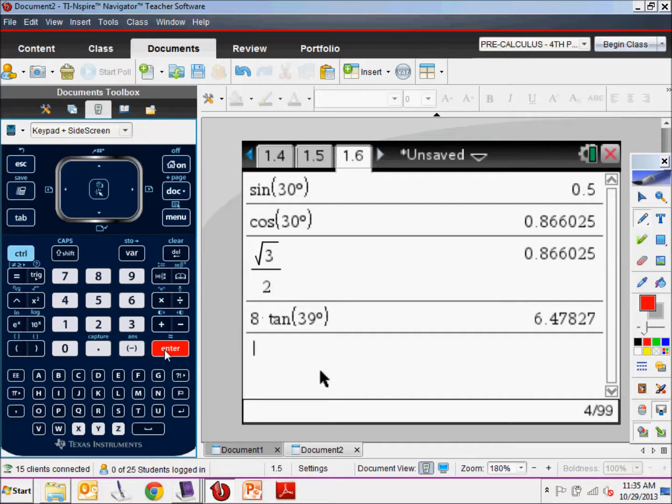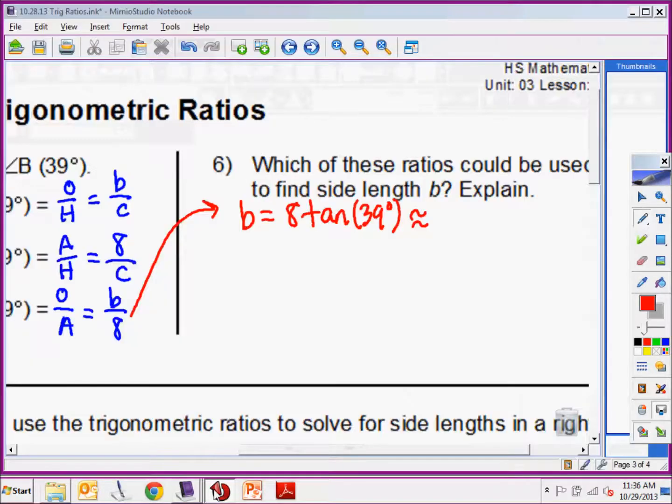Alright, so my approximate side length is 6.5. Yep, I put 8 in. Sure, let's put 6.5. So my approximate side length for B is 6.5. Now can't you just do a squared plus b squared to find my c squared? I could do that, or I could divide. Either way. I'm going to do it my way.